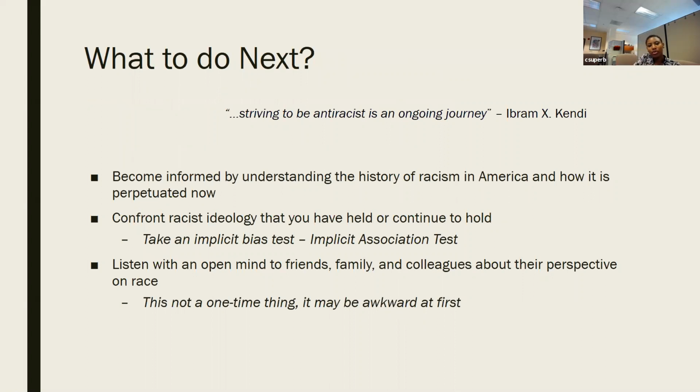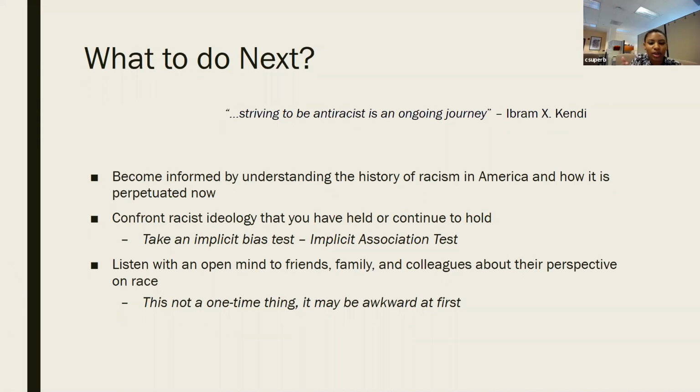Okay, so now that we went through all this, we're nearing the end. What to do next? Keep in mind that being anti-racist is an ongoing journey. And so the first thing you want to make sure, which we've covered today, but you can go more in depth, is understanding the history of racism in America and how it's perpetuated now. Once you look at that, you want to confront ideology that's racist that you might have or that you did have. And a good way to do that is to take the implicit association test. That's through Harvard University, and it's from researchers who came up with the concept of implicit bias, right?